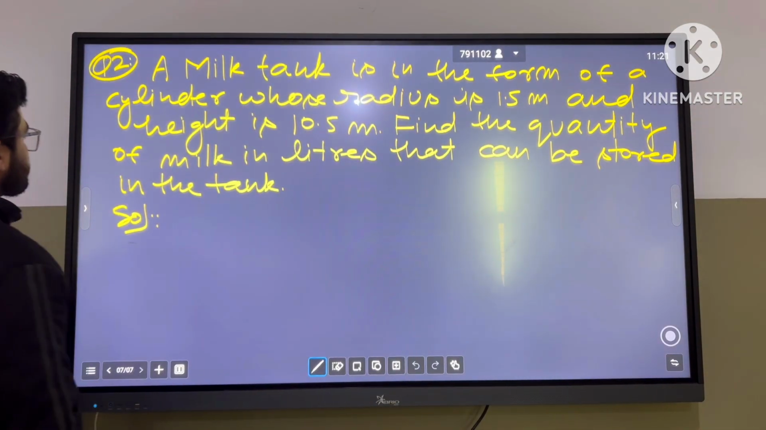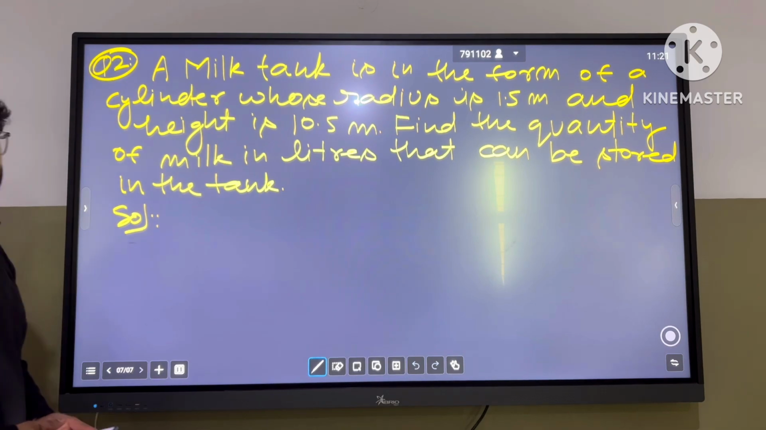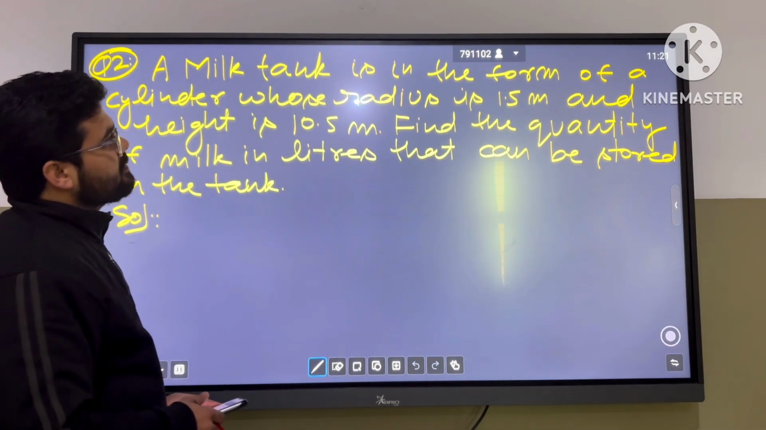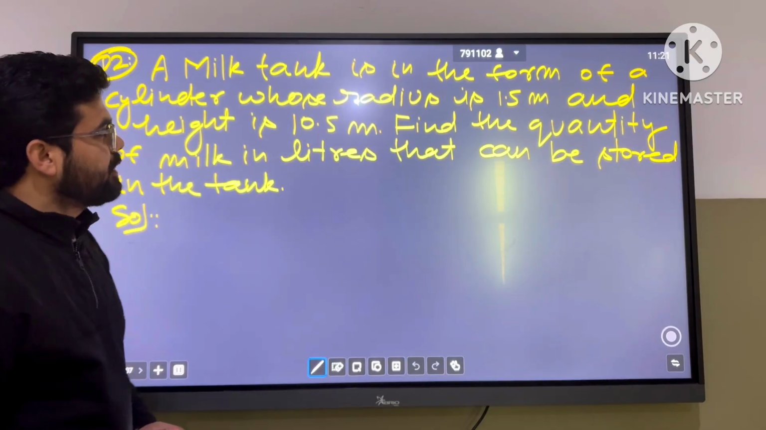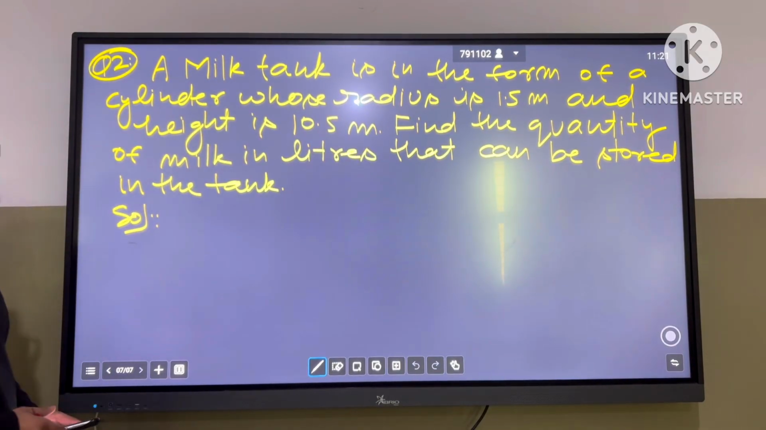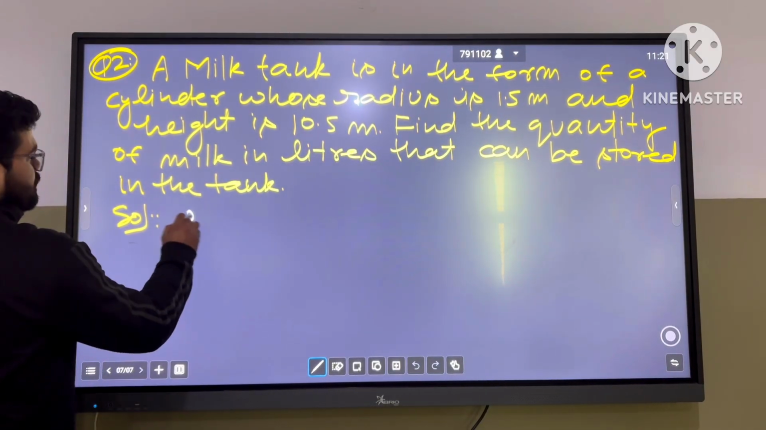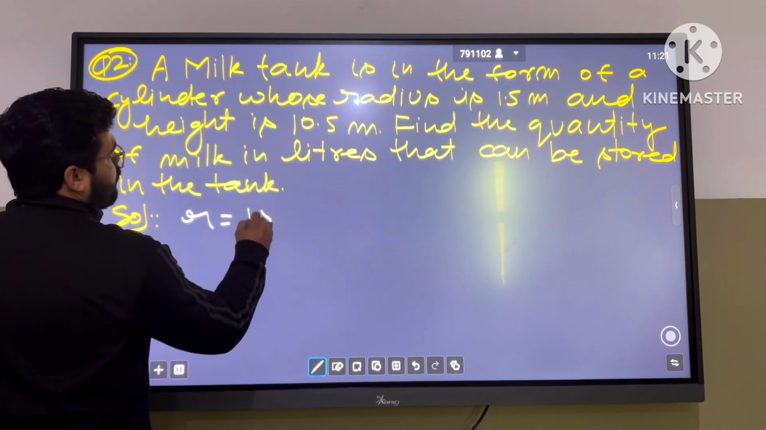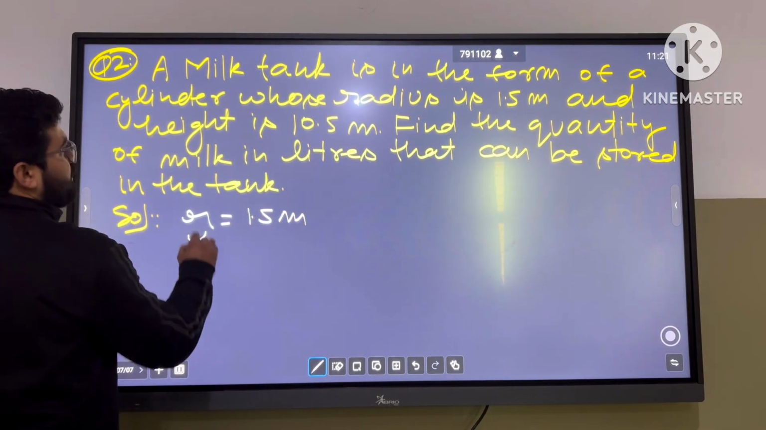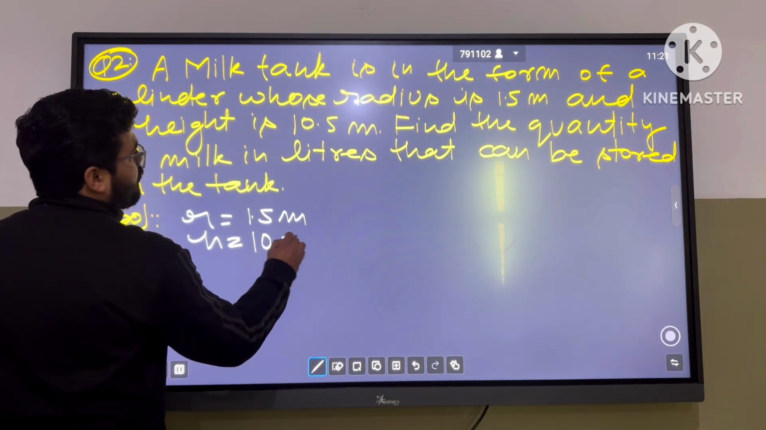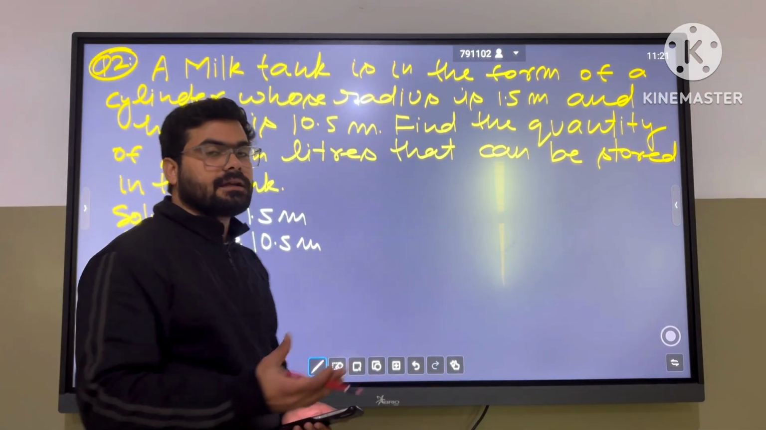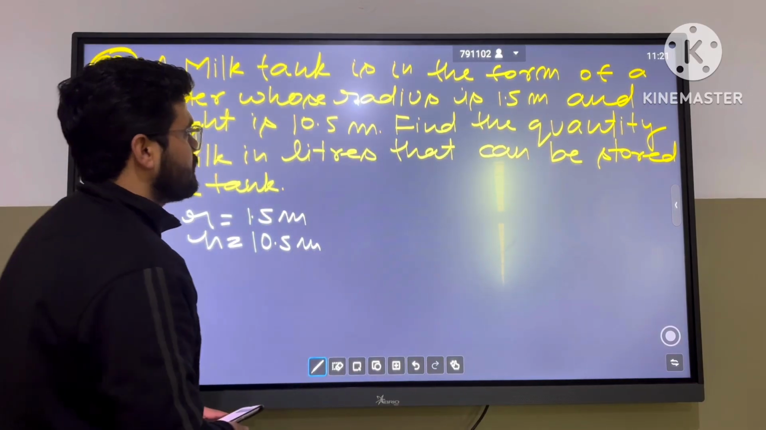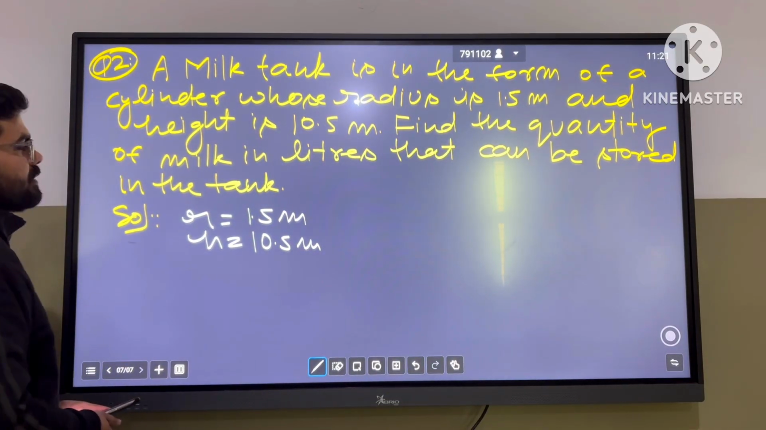Question number 2. This is real life based question. A milk tank is in the form of a cylinder whose radius is 1.5 meter and height is 10.5 meter. Radius we have given 1.5 meter and height we have given 10.5 meter. So dear friends, find the quantity of milk in liters, that is, how many liters of milk can be stored in the tank.